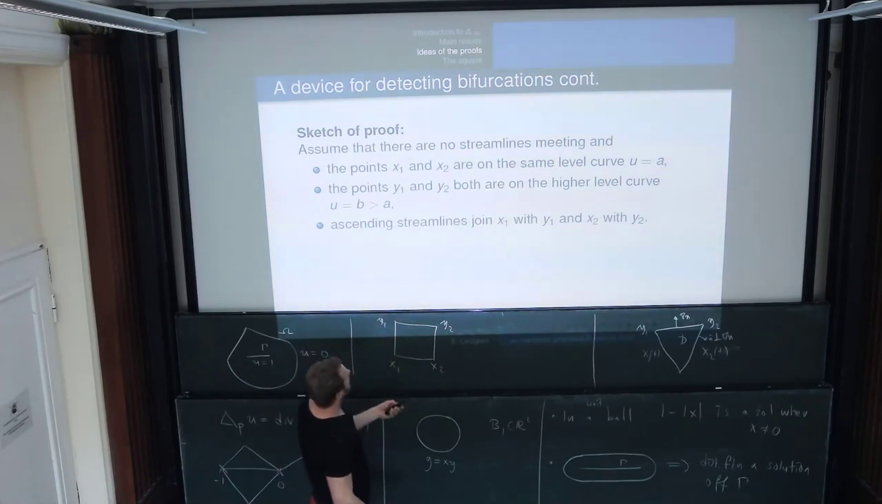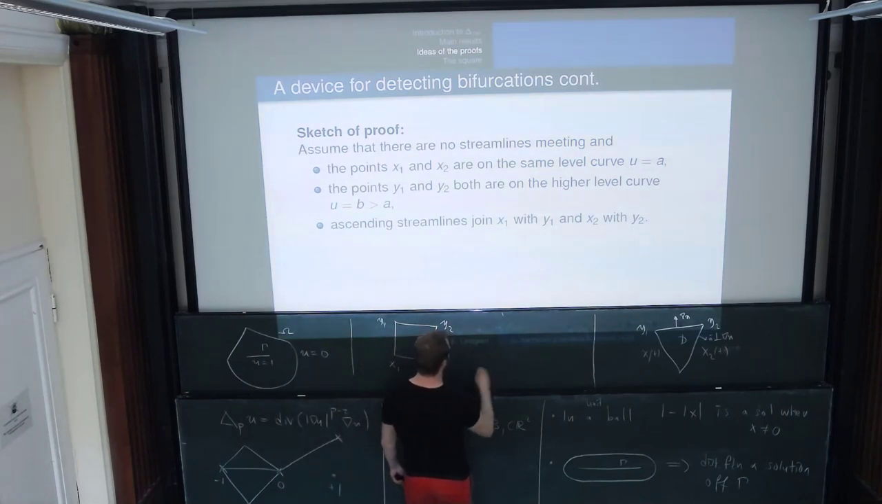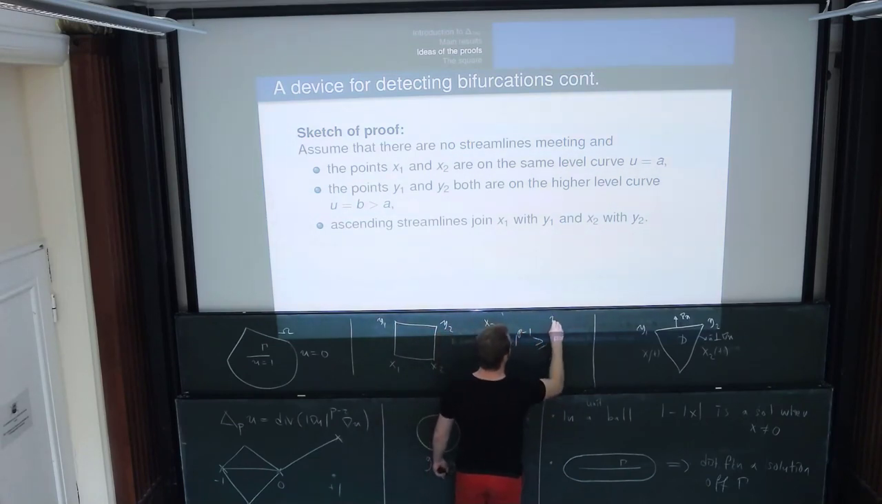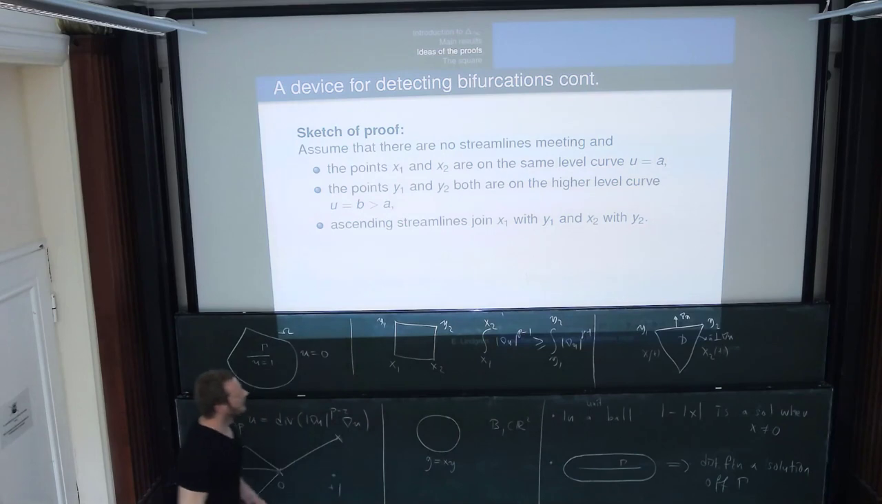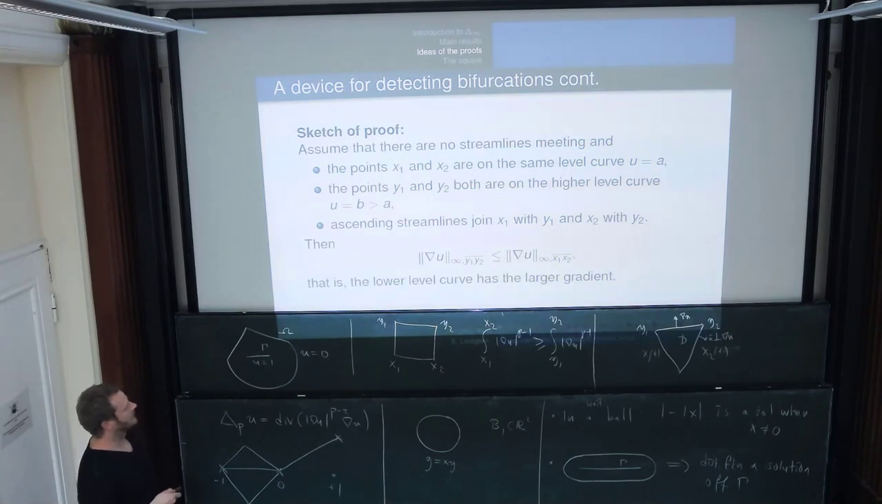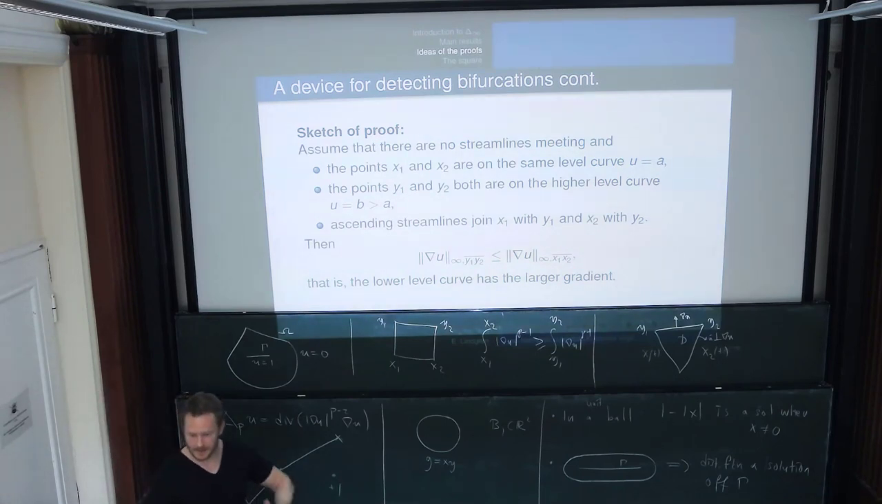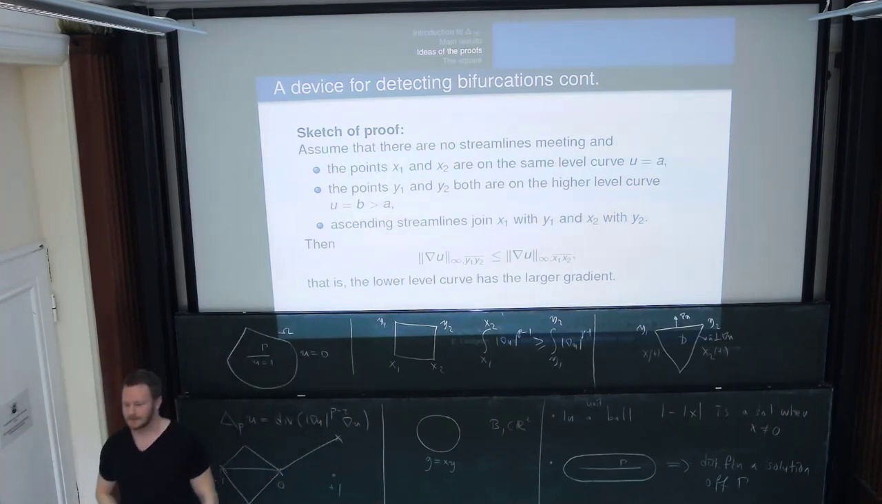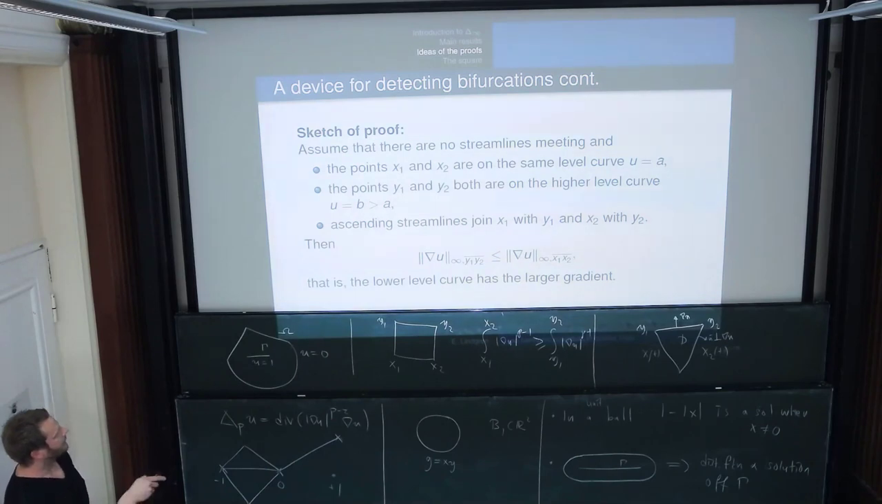So what you will get, in fact, from integrating this inequality is that the integral from x1 to x2 of the gradient to the p minus 1 is larger than the integral from y1 to y2. But this is true for all p, so you have to send p to infinity. So what you would get, in fact, is that the gradient on the higher level set is less than the gradient on the lower one. So basically, this means you have monotonicity, in fact, if they do not meet. But if they meet, you cannot really do that argument, right?